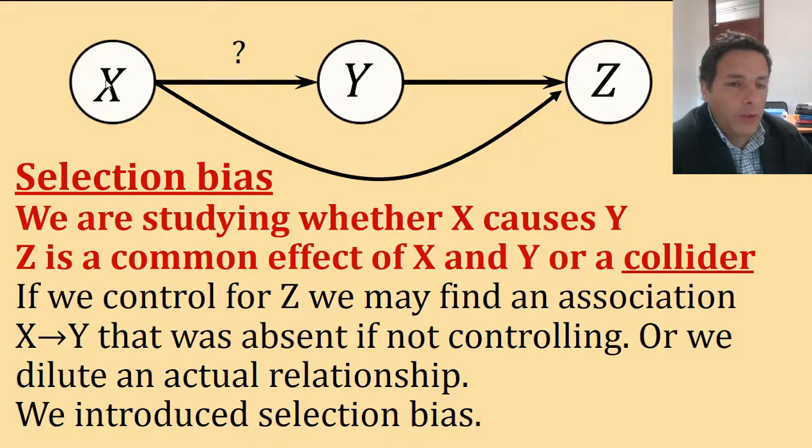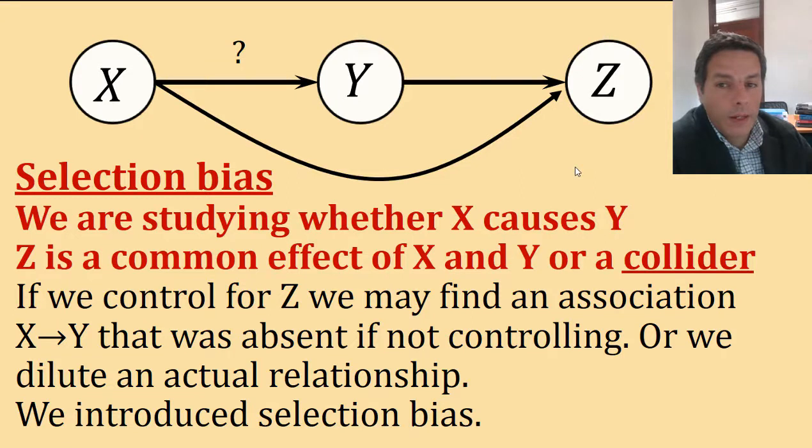Again, we are interested in the effect of X on Y, but we know that Y affects Z and X affects Z as well. What can happen in these cases is what we call selection bias. That's why it's important.